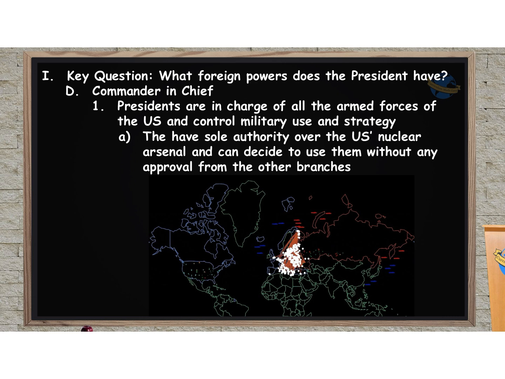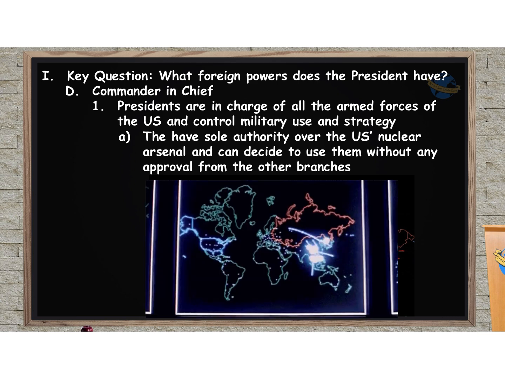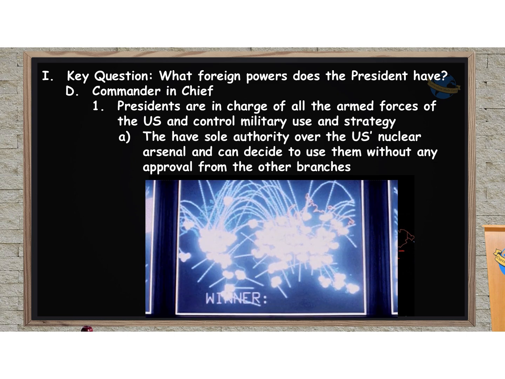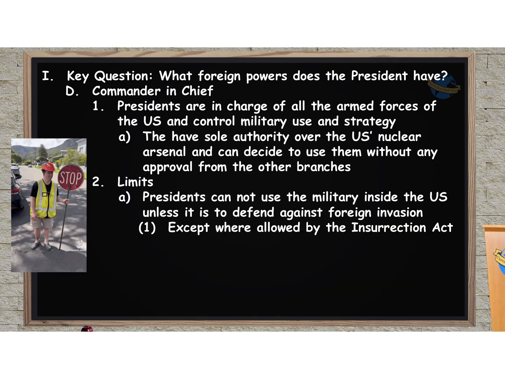Another foreign power of the president is that they are the commander-in-chief. This means they're in charge of all the armed forces of the United States. As commander-in-chief, the president is in charge of all soldiers in all branches and gets the final word on all military strategy. They also have sole authority over the U.S.'s nuclear arsenal and can decide to use it without any approval from the other branches. This means the president, if he wishes, can launch nuclear weapons at any point on the planet whenever they want. Now, there are limits to the president's ability to use the military.